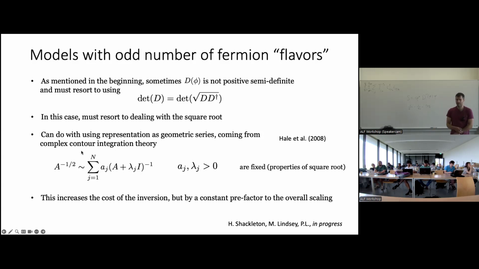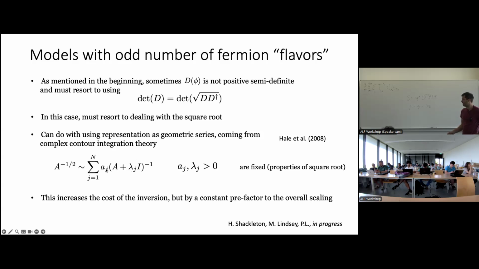There's an overall prefactor that you pay for doing this inversion of the square root, but it's a constant. It doesn't scale with system size. And furthermore, the scaling is not actually linear in n, because the first few lambda i, let's say they are small, they are on the order of the lowest eigenvalues of A. And such inversions of A plus lambda j times identity are about as expensive as the inversion of A, because they have about the same condition number.